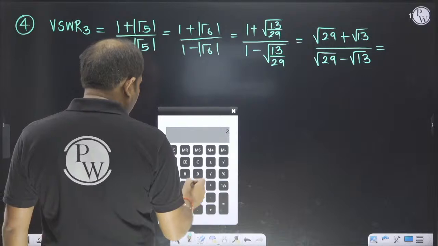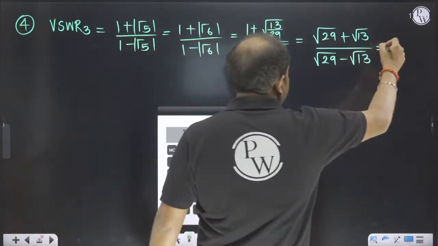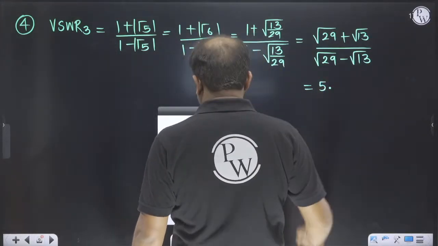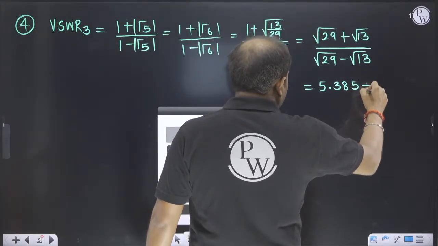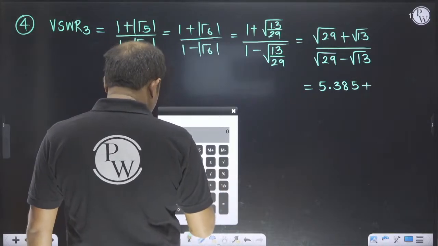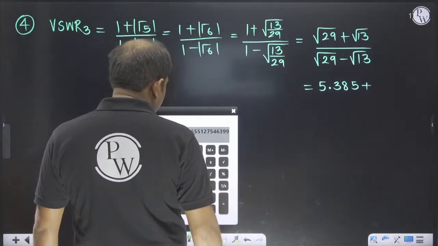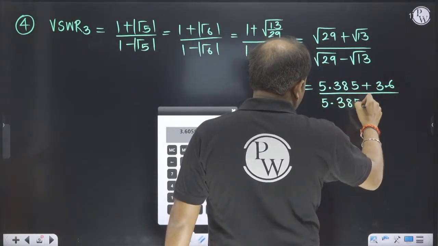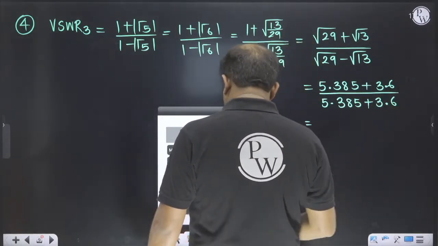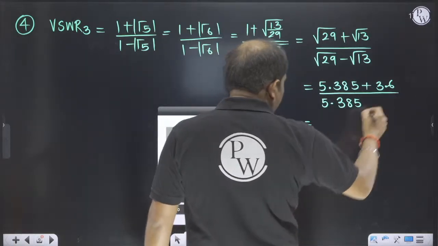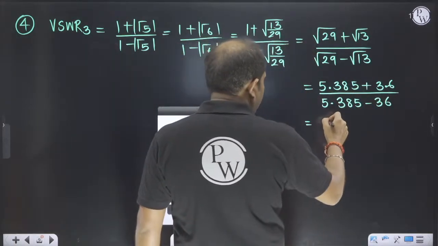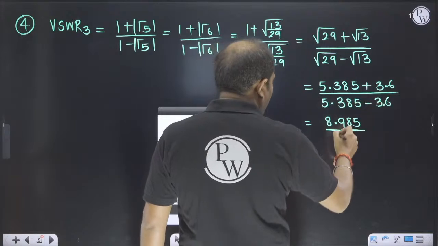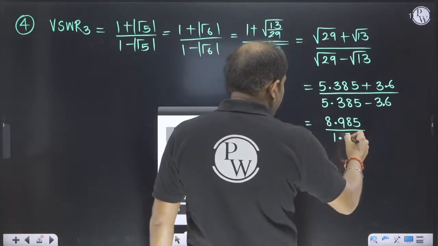How much will it be? So 29 under root, 5.385, plus 3.6. So 5.385 and 3.6, it will be 8.985.